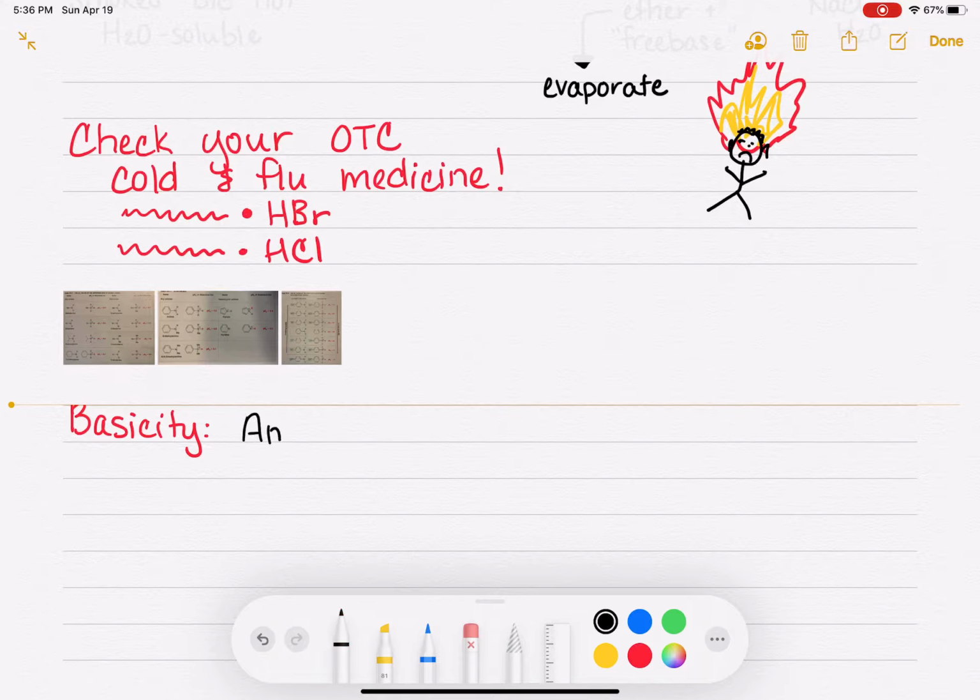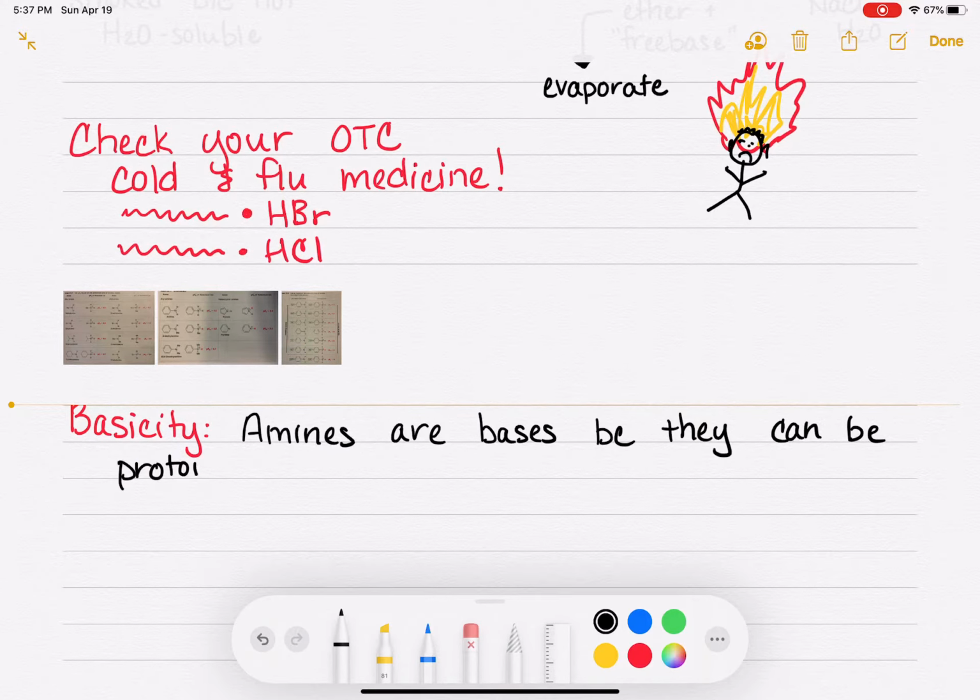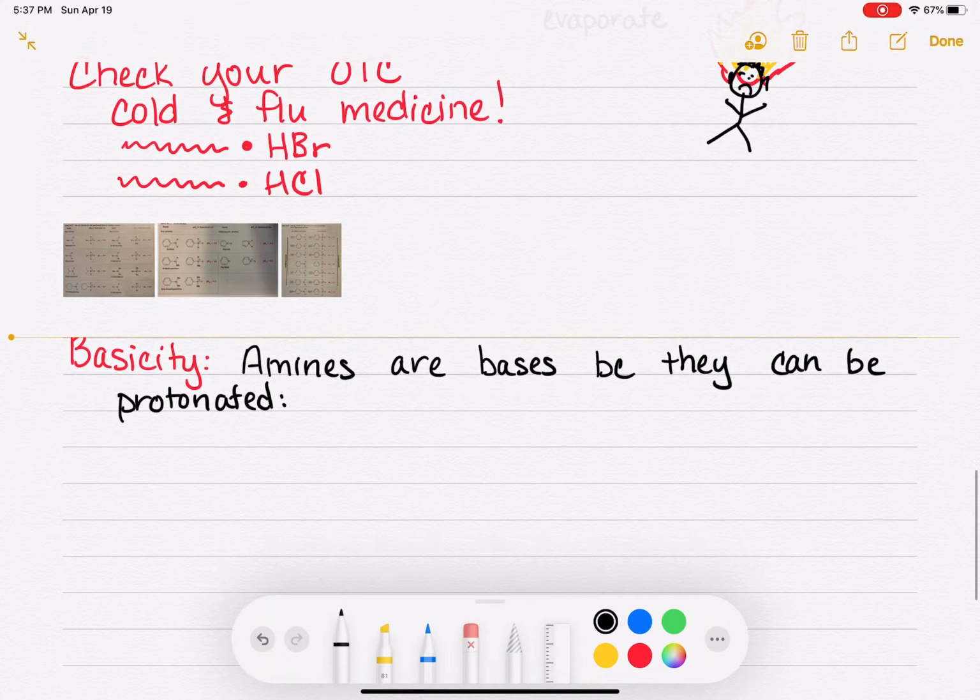Amines are bases because they can be protonated. And a lot of amines are amphoteric, meaning that they also could be acids, but amines definitely prefer to act as bases, and giving up a proton is a pretty difficult experience for an amine.